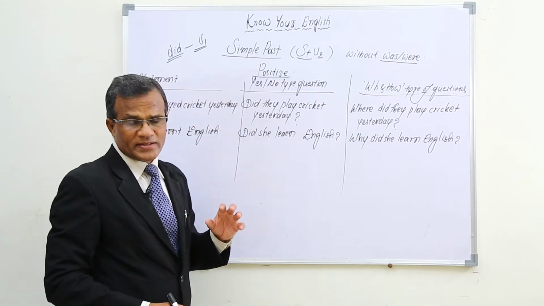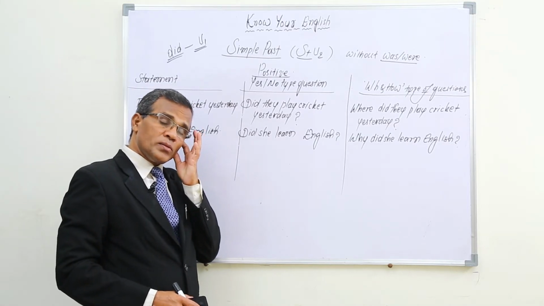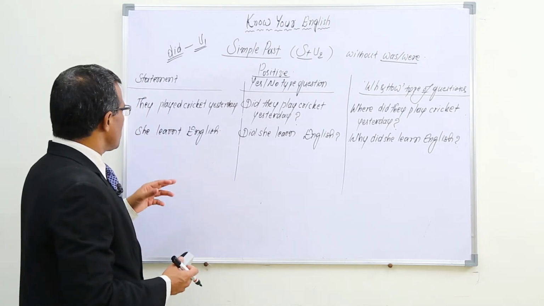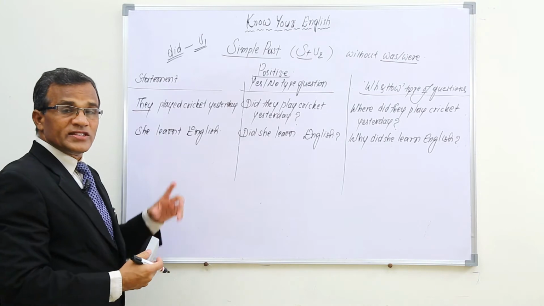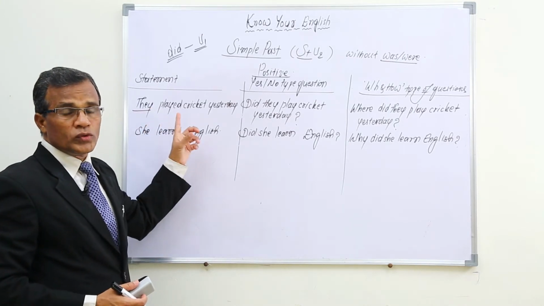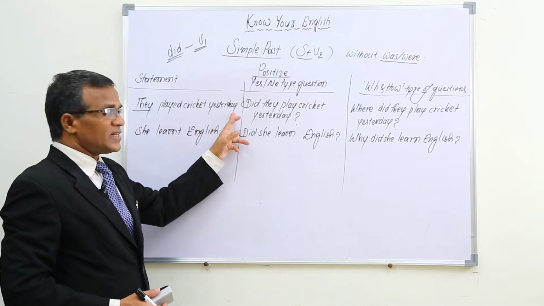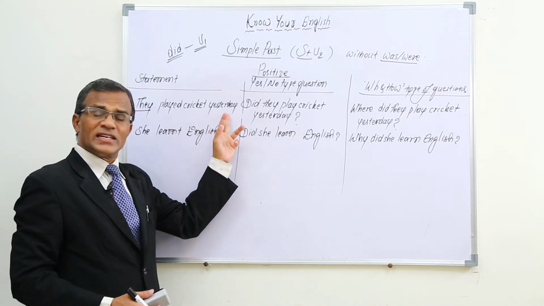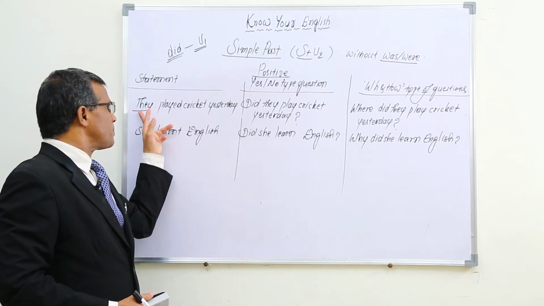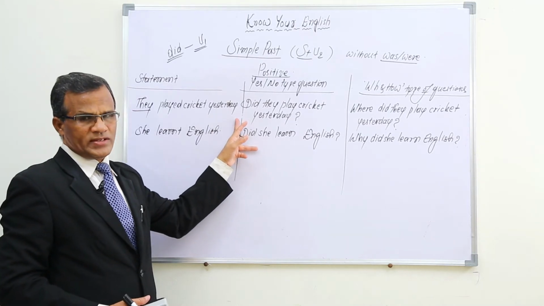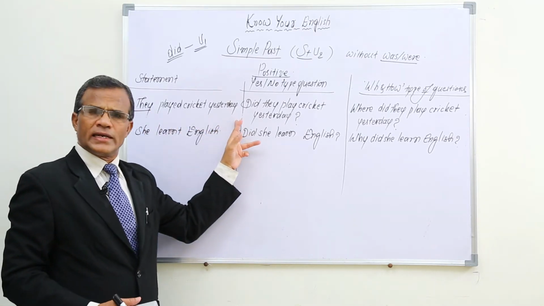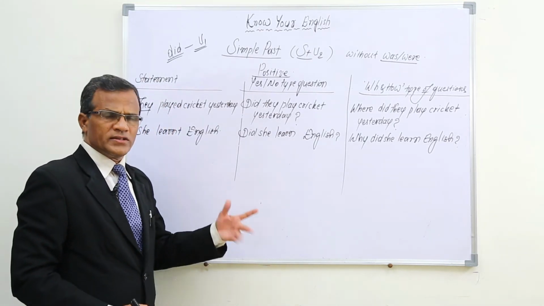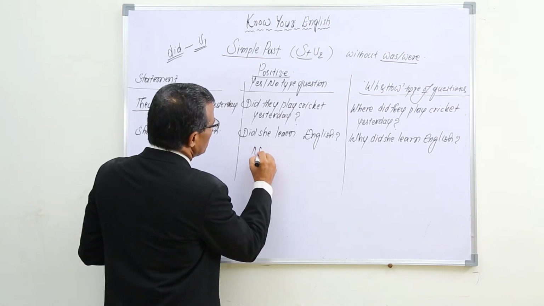If it is a question with who, how many people, how many of you, how many of us, how many of them, as we have already discussed, we have to come back to the statement. In the statement, if you remove the subject and use who, it becomes a question. They played cricket yesterday is a statement, but who played cricket yesterday is a question. How many people played cricket yesterday? How many of you played cricket yesterday? How many of them played cricket yesterday? How many of us played cricket yesterday?